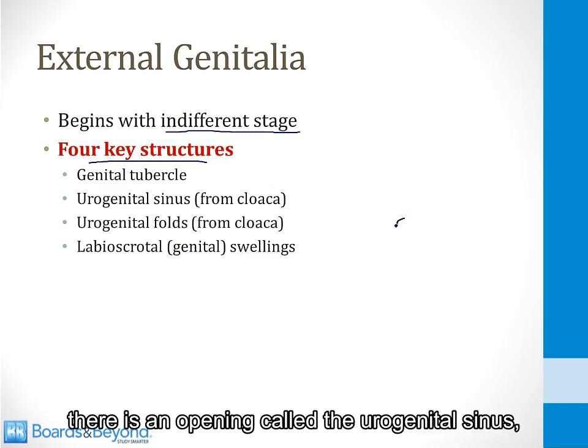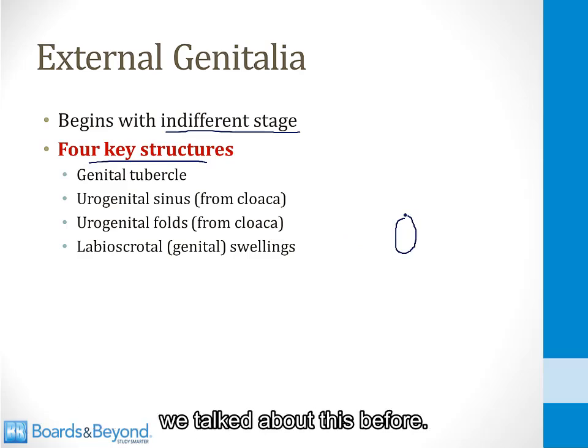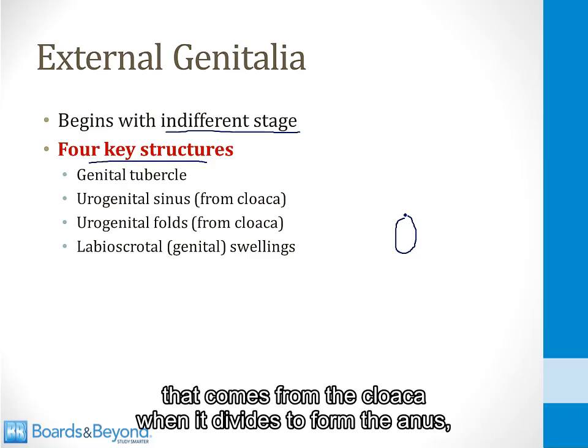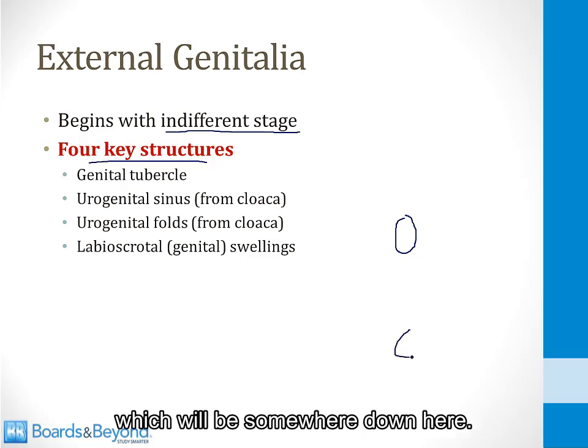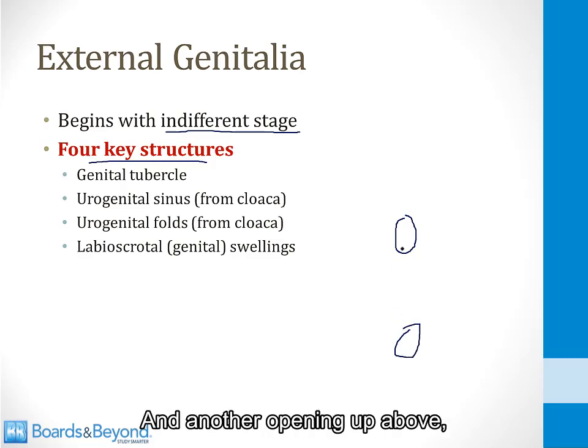First of all, there is an opening called the urogenital sinus. We talked about this before. This is the opening to that sinus that comes from the cloaca when it divides to form the anus, which will be somewhere down here, and another opening up above, which is the urogenital sinus.